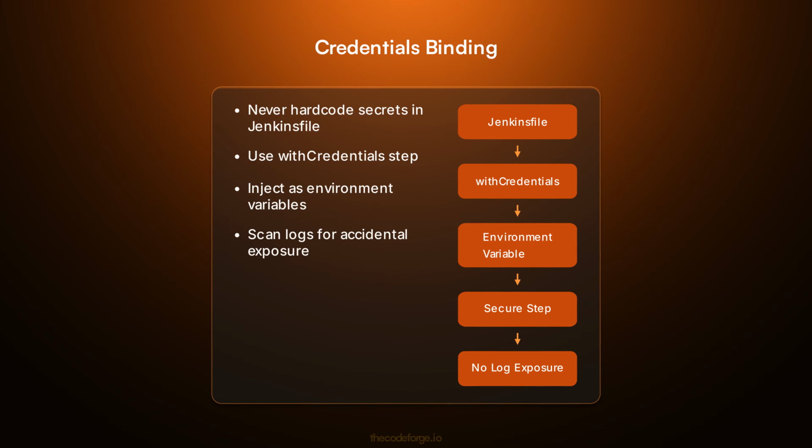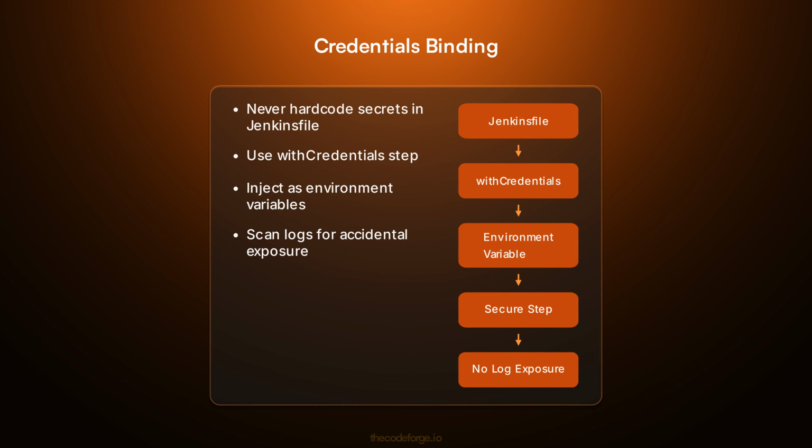Hardcoding secrets like API keys in Jenkinsfiles is a security risk. Jenkins provides the credentials binding plugin to securely inject credentials. Use withCredentials to bind secrets to environment variables. Never echo or use secrets directly in shell commands, as they may appear in logs.